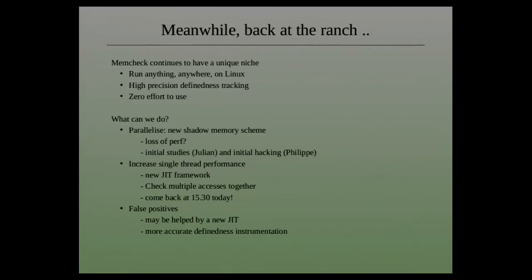If you come back today at 3:30, I'll talk more about rearranging the JIT to have higher performance headroom. We've, I think, cranked almost all of the performance we can out of the existing JIT, and it's time to think about a new framework. So that would help. We also need to do something about the increasing number of false positives that we're getting. Having a JIT which can analyze larger pieces of code might help with that. Having people look at the definedness instrumentation would also probably help.